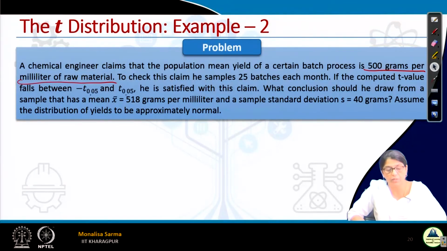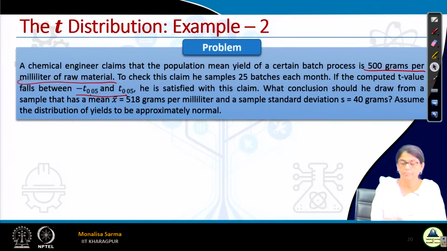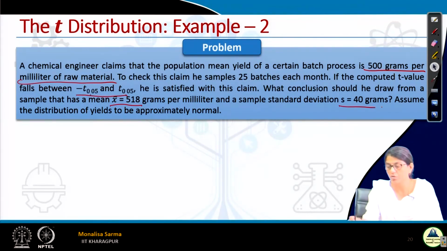If the computed t value falls between minus t of 0.05 and t of 0.05, he is satisfied with this claim. What conclusion should he draw from the sample that has a mean of x bar equals 518 grams per milliliter and a sample standard deviation of s equals 40 grams? See here, he doesn't know the population standard deviation. He is just guessing that the mean is around 500 grams, but he himself is not convinced, so he wants to check.